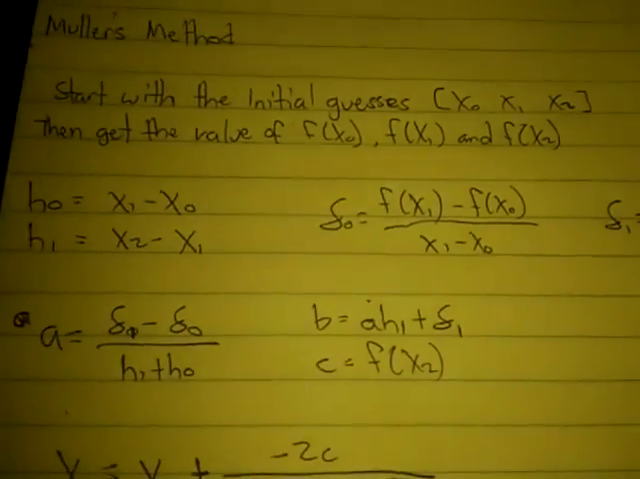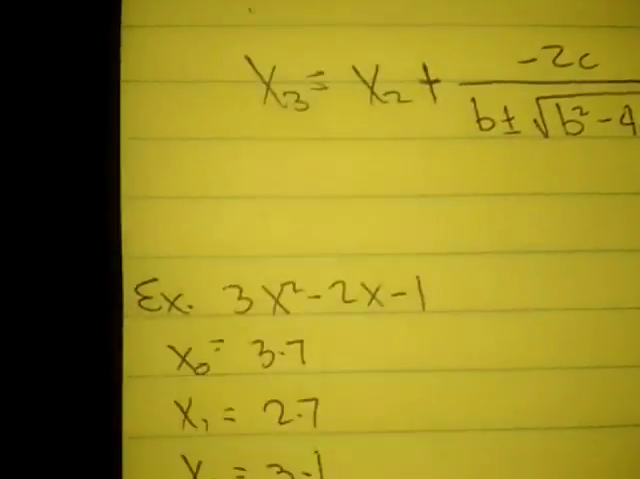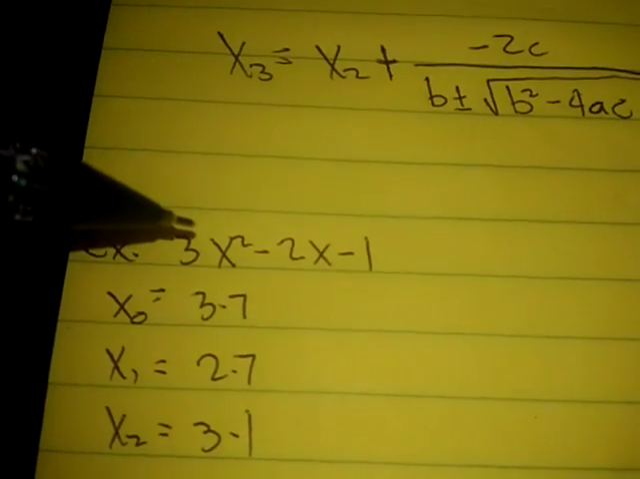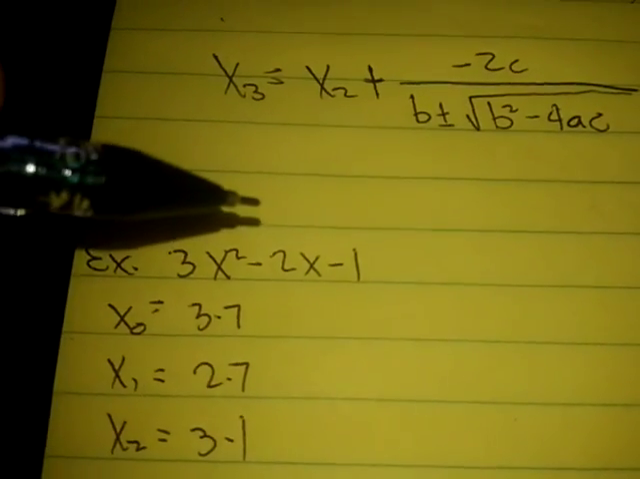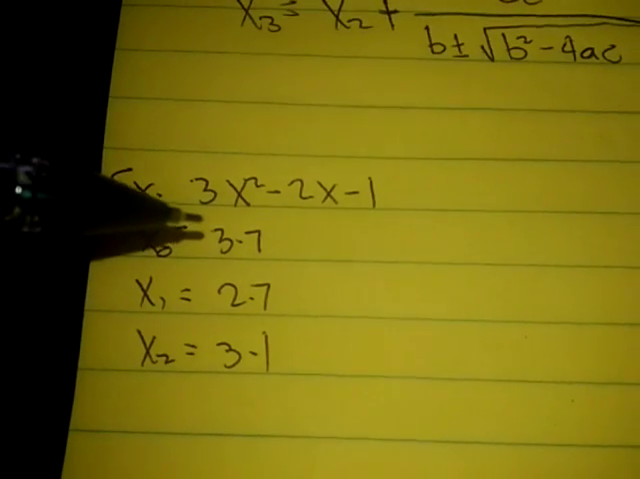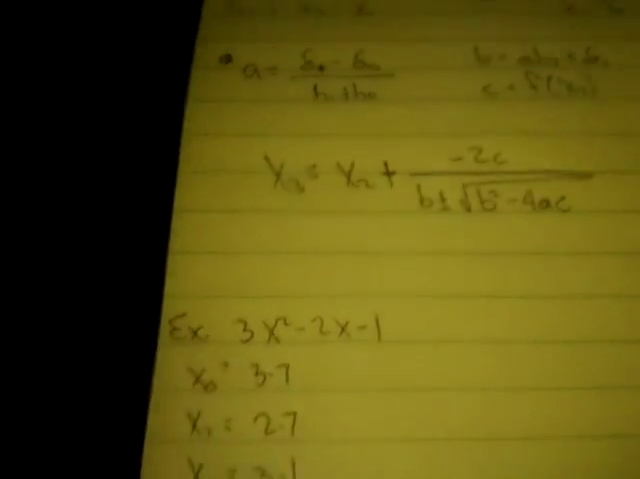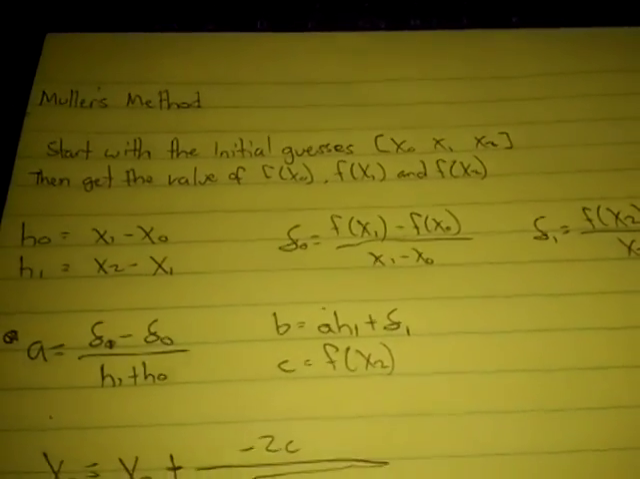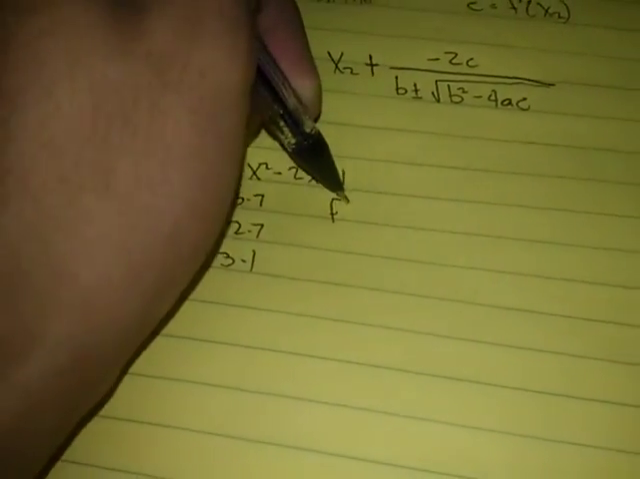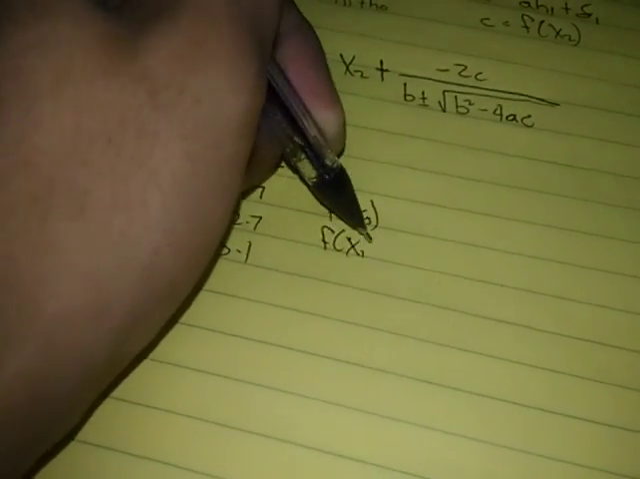Para maintindihan natin, mag-example tayo. Example natin is 3x squared minus 2x minus 1. Initial values natin is x0 is 3.7, x1 is 2.7, x2 is 3.1. Una natin gagawin, get the value of f(x0), f(x1), and f(x2).